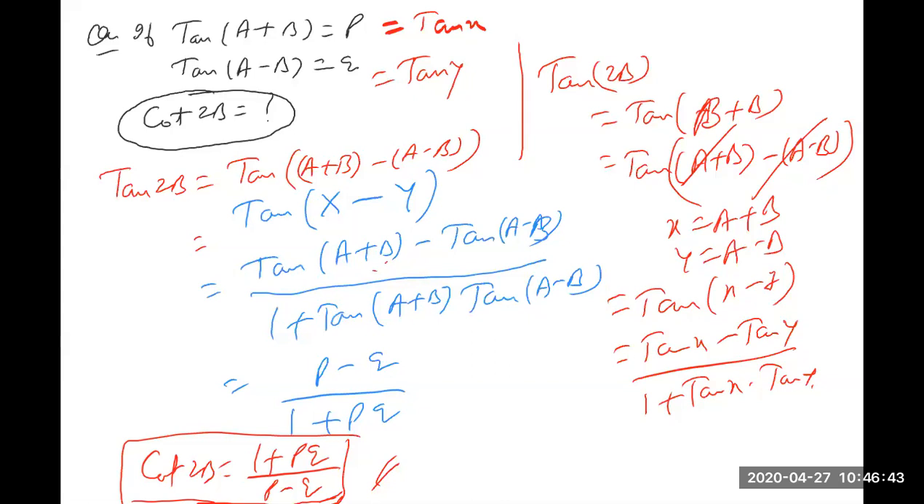How did PQ come? Tan x is how much? P. Tan y is equal to Q. So this will be 1 plus PQ.